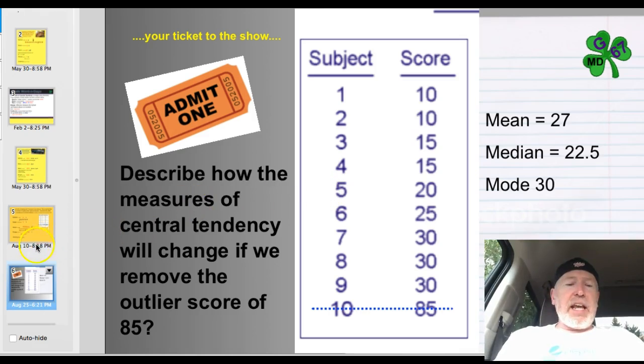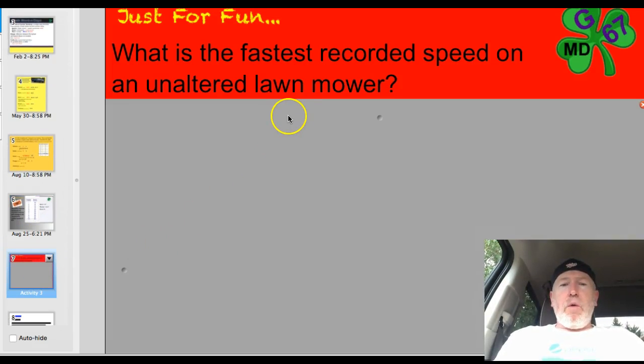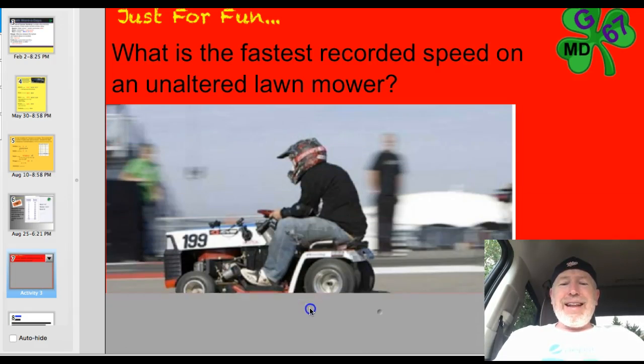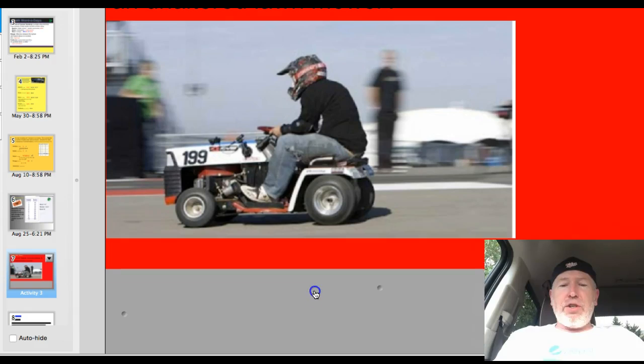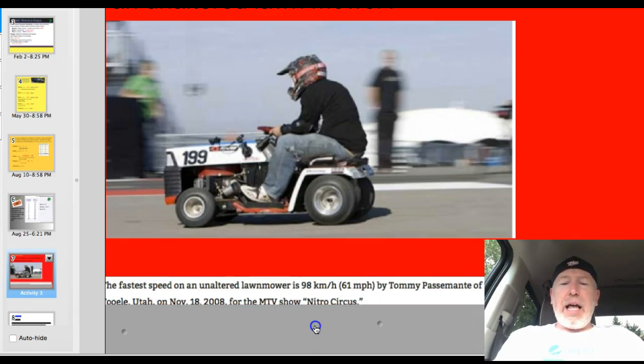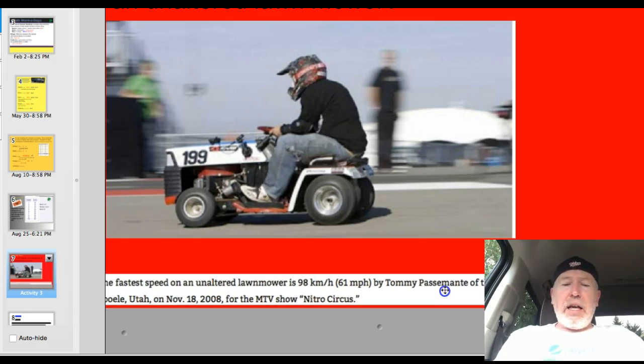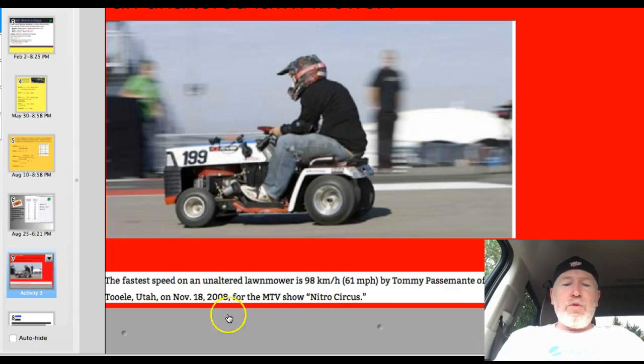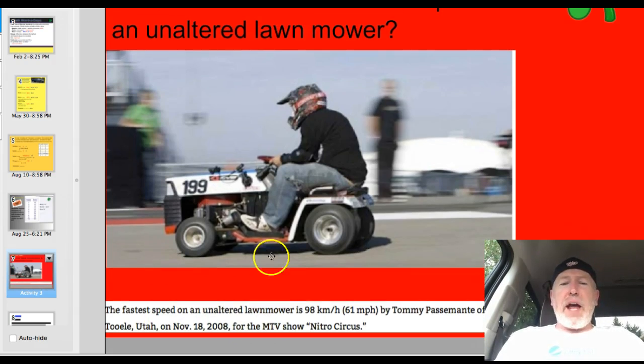All right, let's get the answer to that trivia question. What was the fastest recorded speed on an unaltered lawnmower? 98 or 92? 98 kilometers per hour, 61 miles per hour by Tommy Pasamante, it looks like. It was on November 18th, 2008 in Utah. Can you imagine driving down the highway and all of a sudden a guy in a lawnmower passes you? That's 61 miles per hour. Most highways are at 55 miles per hour. It would be kind of crazy.